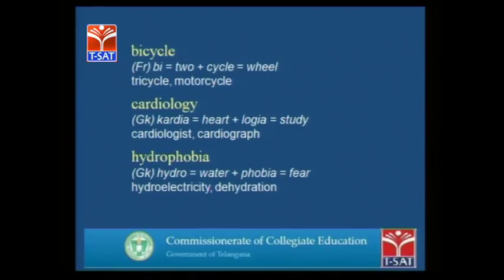We look at some other commonly used words. Bicycle, bi is two, and cycle is wheels. Bicycle is a vehicle which has two wheels. If a vehicle has three wheels, it is a tricycle. And a vehicle driven by a motor, that's a motorcycle, we all know.